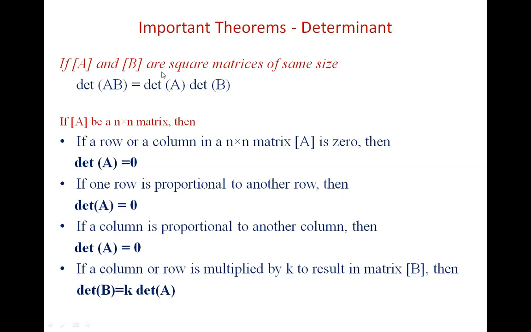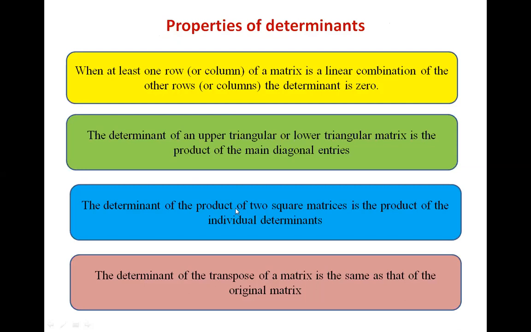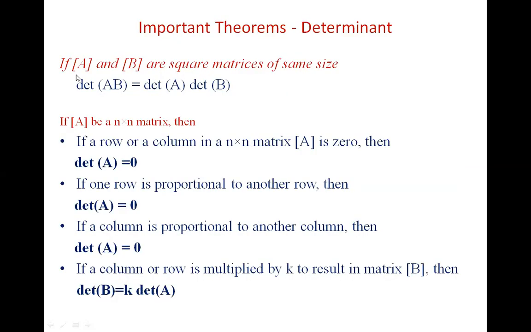If there are two matrices A and B, which are square matrices of the same size, then, as we have already seen, determinant of A into B is equal to determinant A into determinant B. So here what we can say is that this is the property: the determinant of the product of two square matrices is the product of the individual determinants. This is shown in the form of a theorem here.